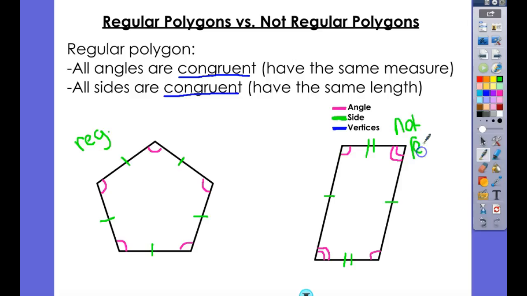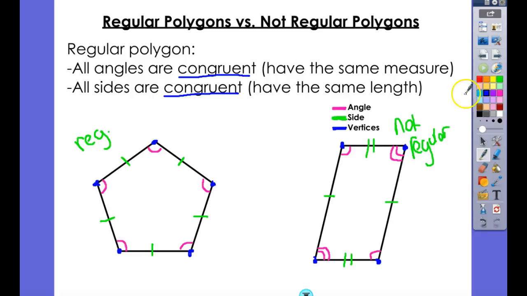When we're labeling the different types of polygons, sorry about my writing. When we're looking at the vertices, I just wanted to point those out again. These are all the vertices right here, the points. We don't generally use this to identify whether or not a polygon is regular, but I wanted to point out that the vertices are right above the angles, right where the two line segments meet. This one has 4 vertices, and this one has 5 vertices.